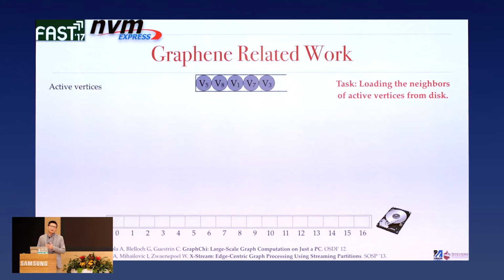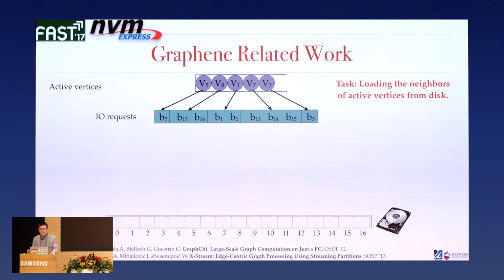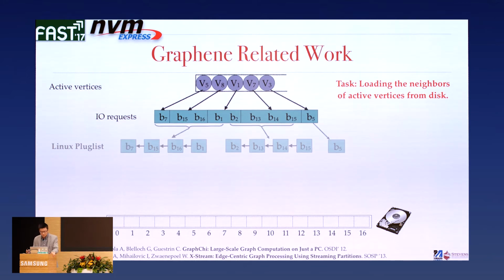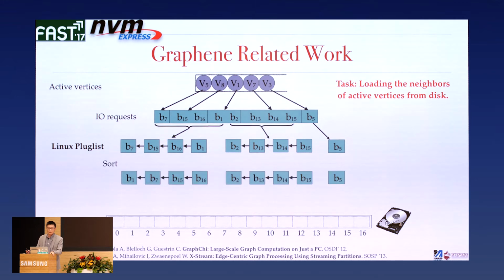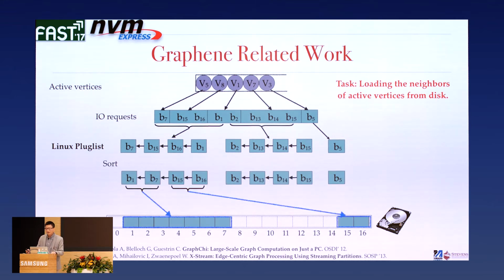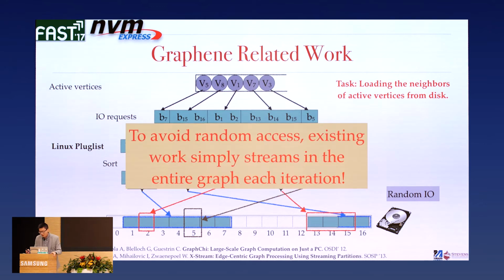First, let's talk about external memory and how the existing work deals with it. Assuming you have a couple of active vertices, V5 to V3, then instead of fetching the neighbors directly as before, you now have to translate them into different blocks, right? Block 7, block 15, and so on. Then you put them into the Linux block list. You do a little bit of sorting and deduplication, then you merge them together and issue the request to graph data that's on the HDD or hard drive. So we see this random I/O.